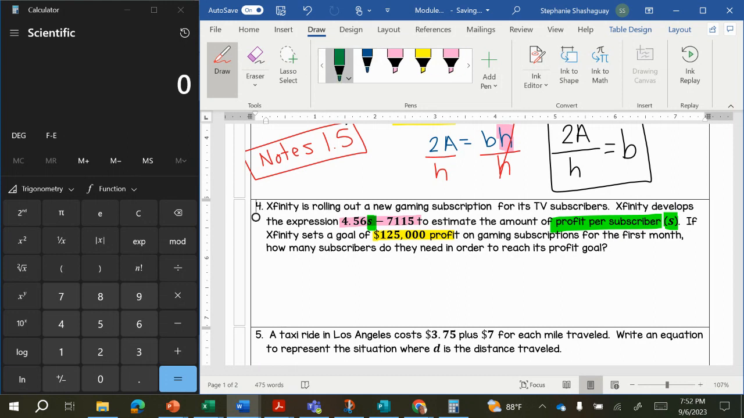So the first thing we have to do is set up the equation. Okay, so we have 4.56S minus 7,115. That's going to equal the 125,000 goal for their profit. So this number came from our goal for the profit. And then this is the equation that they gave us. And now we have to solve for this letter S. So first thing we need to do is add or subtract. Remember, add or subtract first. So we're going to add 7,115 to both sides.